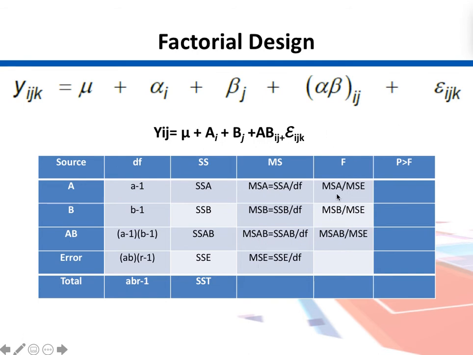Now we do three ANOVA tests. So we have mean square A by MSE, that will evaluate the effect of factor A or treatment A, and then this is for factor B, MSB by MSE, and then the interaction term. So for the effect of the interaction term, if the result of this F test is significant, then we can say that there is a significant interaction.